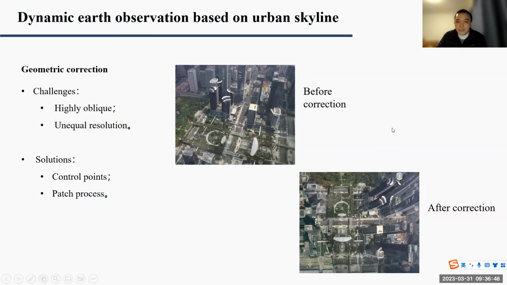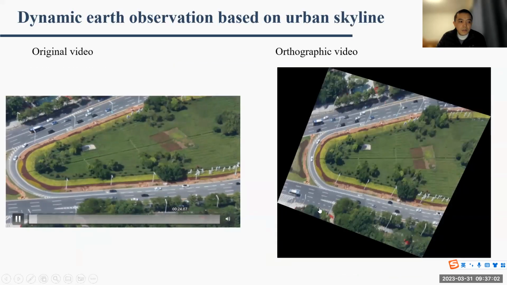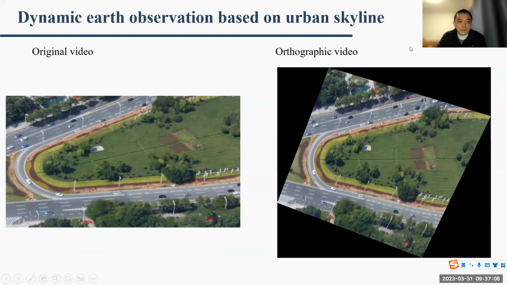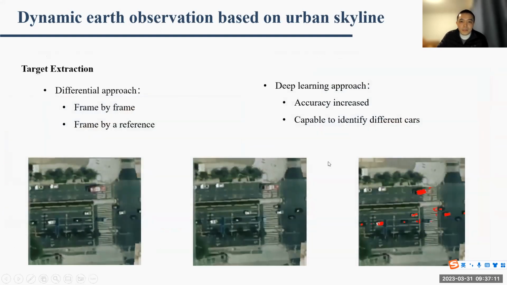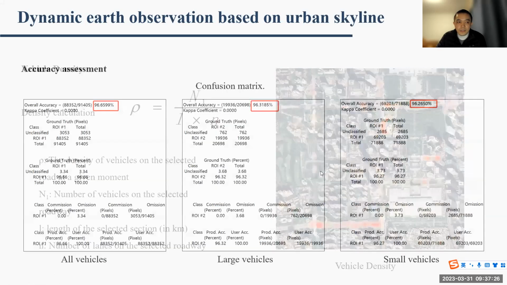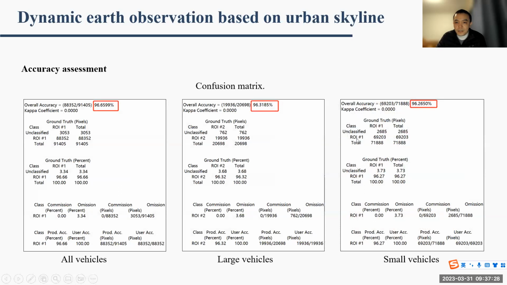So here is some result before the geometric corrections. We can see oblique images. After that, we can also have orthographic images. And this is the video, what the original video looks like. And after the correction, this is the orthographic video we get. And we applied the classification algorithms on these images to identify the different vehicles from the video, and we do some vehicle density count and calculations, and the classification accuracy is satisfactory.